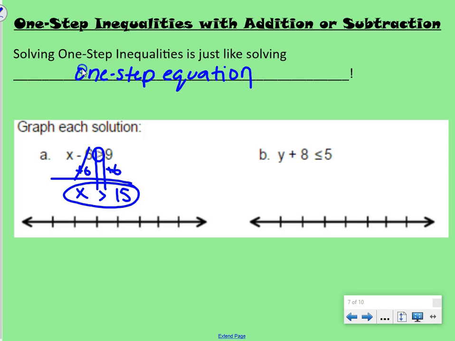Now we want to graph that. Start with putting 15 in the middle. Put a number bigger to the right, which is 16, a number smaller to the left. Greater than has an open circle, so we're going to put an open circle at 15. Then we want to shade in the direction of the bigger number. Well, which number is bigger than 15? 14 or 16? 16 is bigger than 15, so we're going to shade over this way.